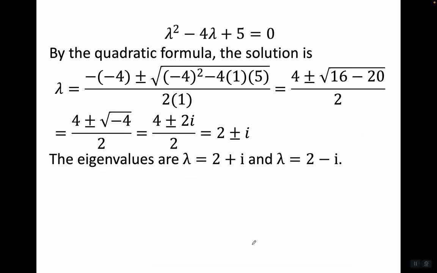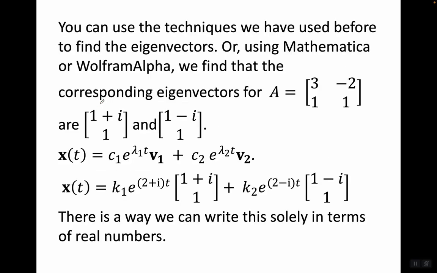And that doesn't appear to factor. By the quadratic formula, the solution is going to be 4 plus or minus the square root of negative 4, over 2. I learned about complex numbers when my 8th grade algebra teacher taught me about them. Hey, we can finally use them. That's 4 plus or minus 2i all over 2, in other words, 2 plus or minus i. So the eigenvalues are lambda equals 2 plus i and lambda equals 2 minus i.